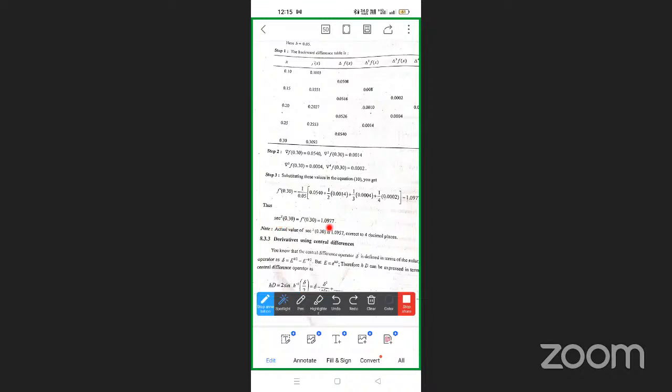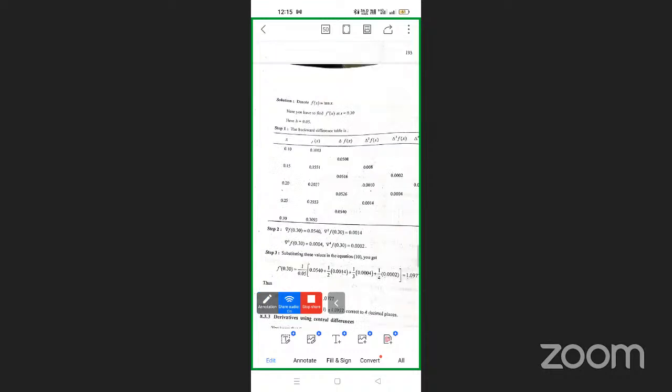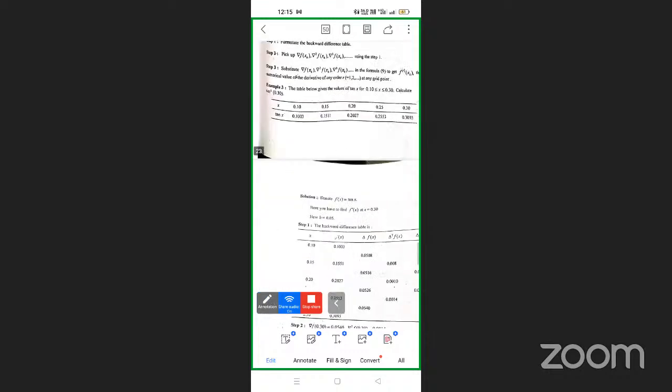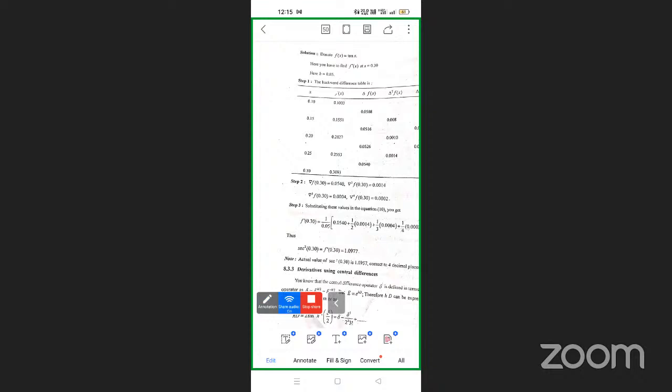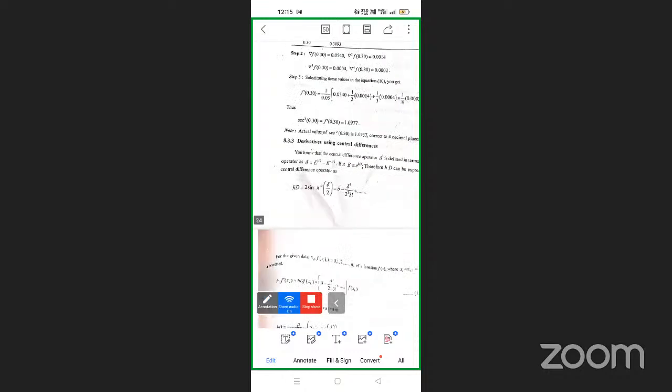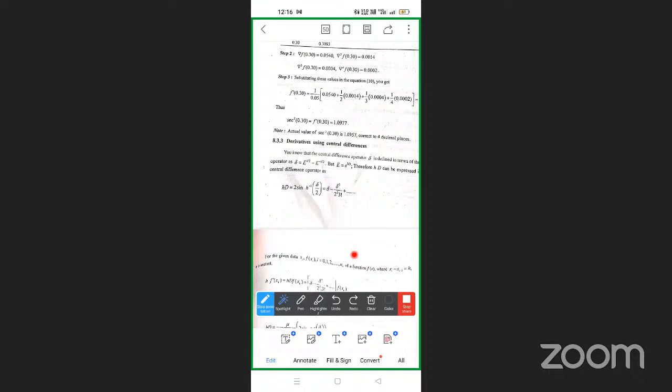The given function is tan, and the differentiation of tan x is secant square x. So the first derivative, secant square of 0.30, is 1.0977. Next topic: derivatives using central differences, and the formulas.